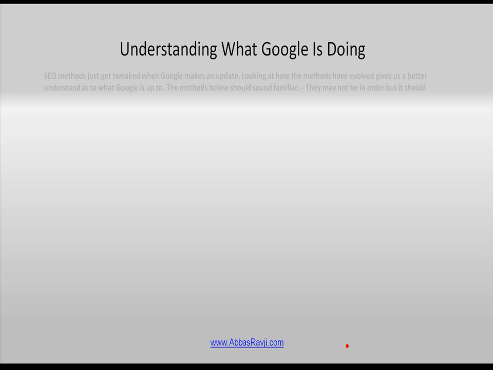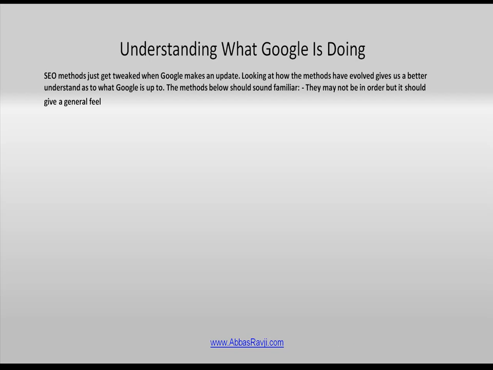Okay, so let's understand exactly what Google's doing. SEO methods just get tweaked when Google makes an update. So if Google releases a Caffeine update, or a Panda update, or a Penguin update, or a Hummingbird update, or whatever other updates have been released, what you'll notice is webmasters and SEO experts just tweak their methods to comply with the latest algorithms. So looking at how the methods have evolved gives us a better understanding of what Google's actually up to. The methods below, which I'm going to point out to you in a moment, may sound familiar to you.